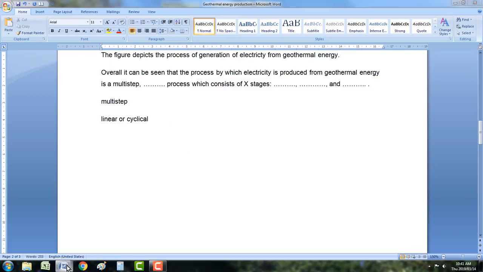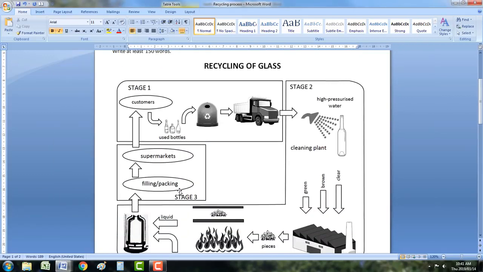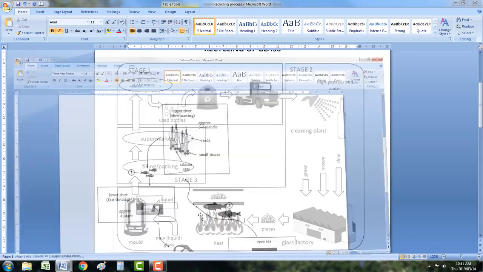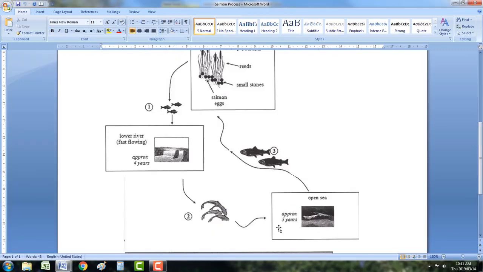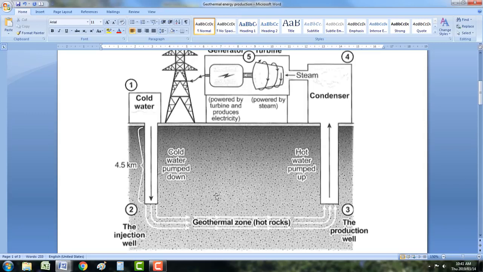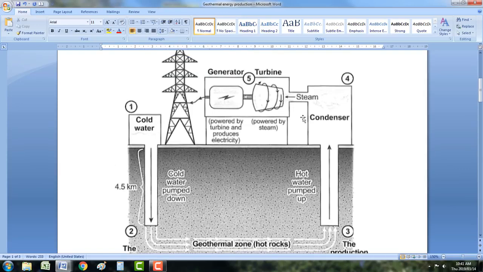Does it end up in a different place to where it started, or does it go round and round in a cycle? Here's 2 examples of cyclical, this recycling of glass. Cyclical comes from the word cycle, like bicycle, which is something like a wheel that goes around and around. So this one is obviously cyclical. Also, this salmon one is also cyclical. But our one today is actually linear. Be careful. It looks like it's cyclical. And this happens often when students think it's cyclical because it's in a circle, but it's actually linear.